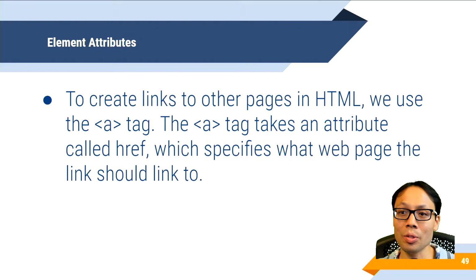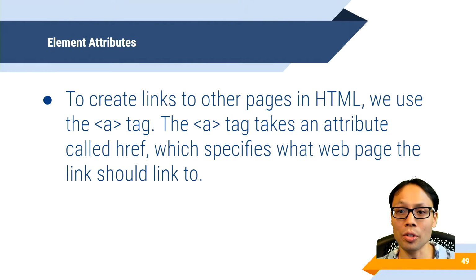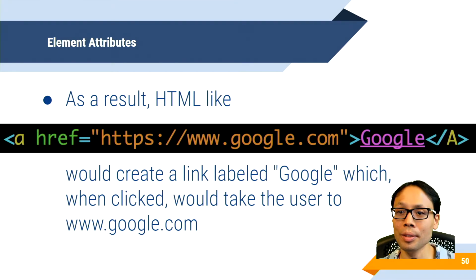Now, to create links to other web pages in HTML, you would use the A tag, and the A tag takes the attribute of href, which specifies what web page the link should go to. So for example, if you had HTML like a href equals https://www.google.com, that would create a label named Google, which when clicked would take the user to www.google.com.